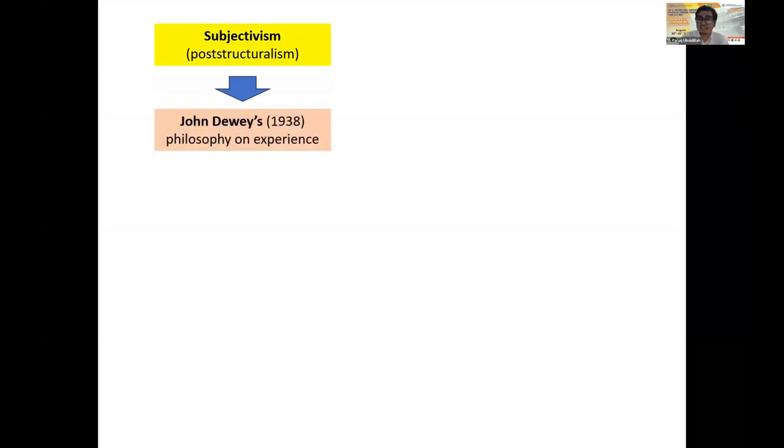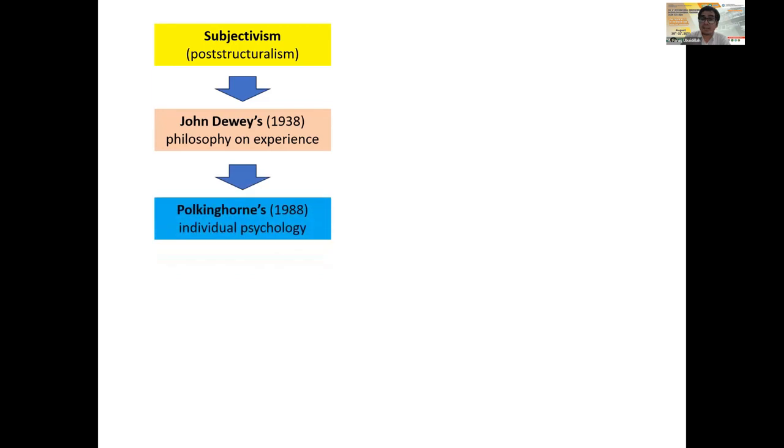And then the next, John Dewey was influenced by post-structuralism. John Dewey, an American philosopher, has been a very influential scholar with his theory of learning and experiences in 1938. And then John Dewey next gave influence to Paul Kinghorn. By the way, have you ever heard about Paul Kinghorn? He is a very, very influential scholar in the area of critical qualitative methodology.